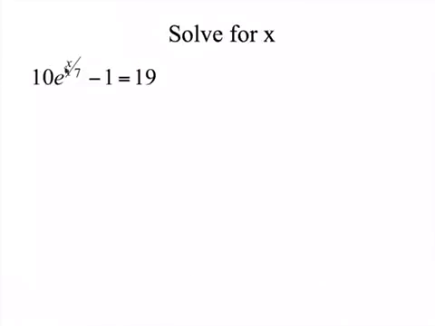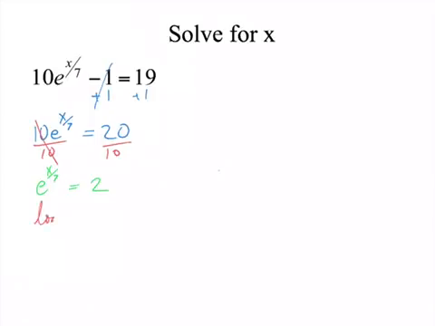So we want to solve this equation right here. Equations are easier than inequalities. First step, for this equation, is to add the 1 over. So we now have 10 e to the x over 7 is equal to 20. Next step is to get rid of the 10 in front, so divide it off. Do it to both sides. So I now have e to the x over 7 is equal to 2. Now I want to change it to a log. So I have log base e, 2, equals x over 7.